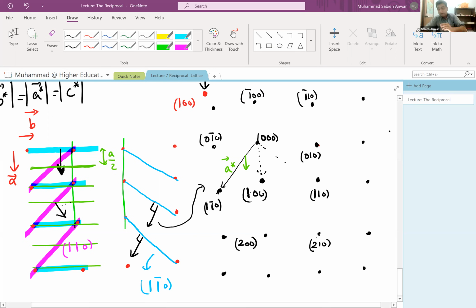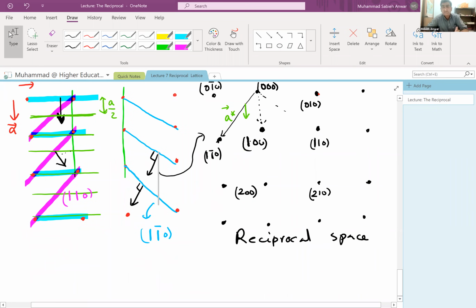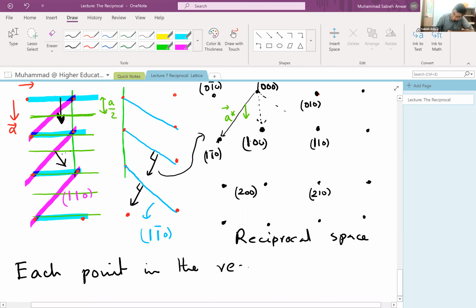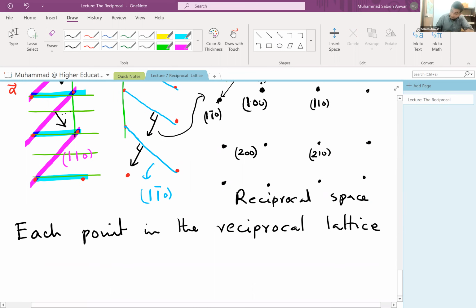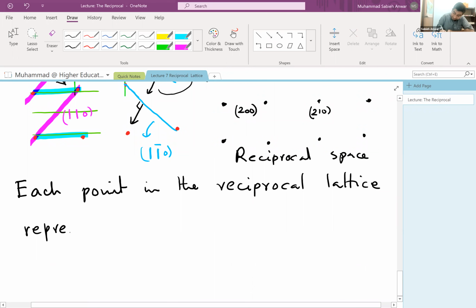So now each point in this reciprocal space, or reciprocal lattice, in which the reciprocal space is the domain of the reciprocal lattice, it's where this reciprocal lattice lives. Each point in the reciprocal lattice represents a family of planes in the direct lattice.